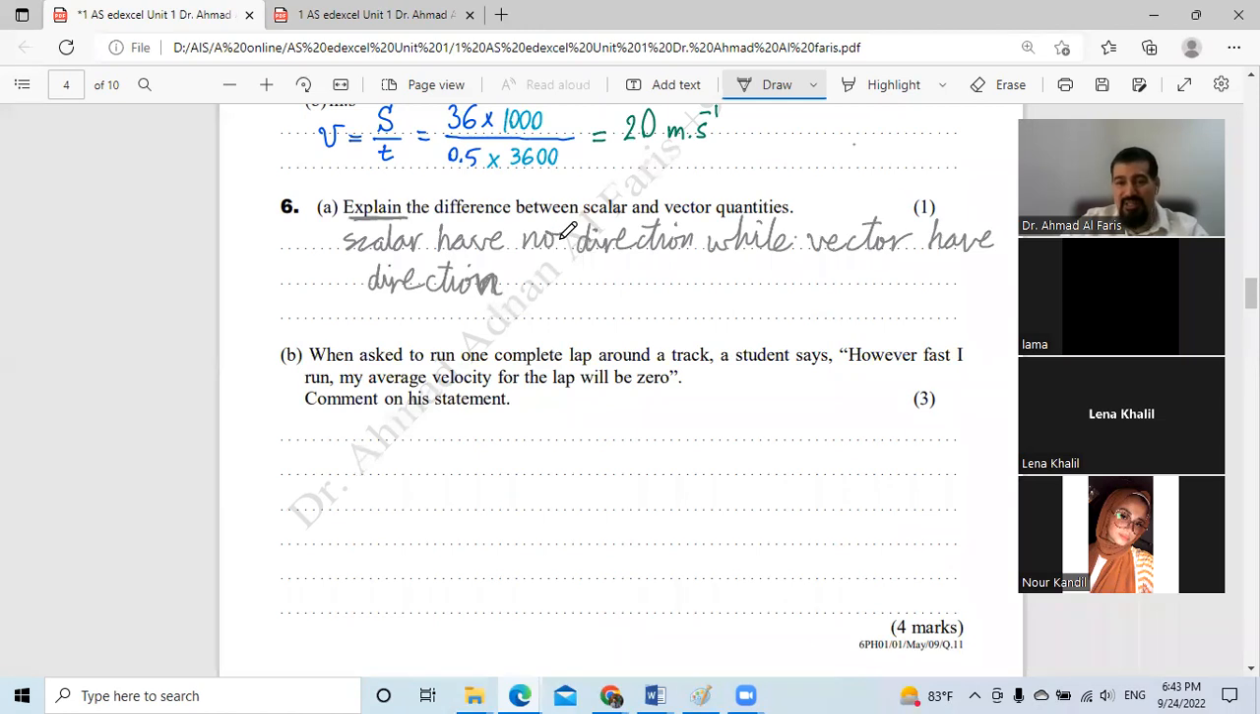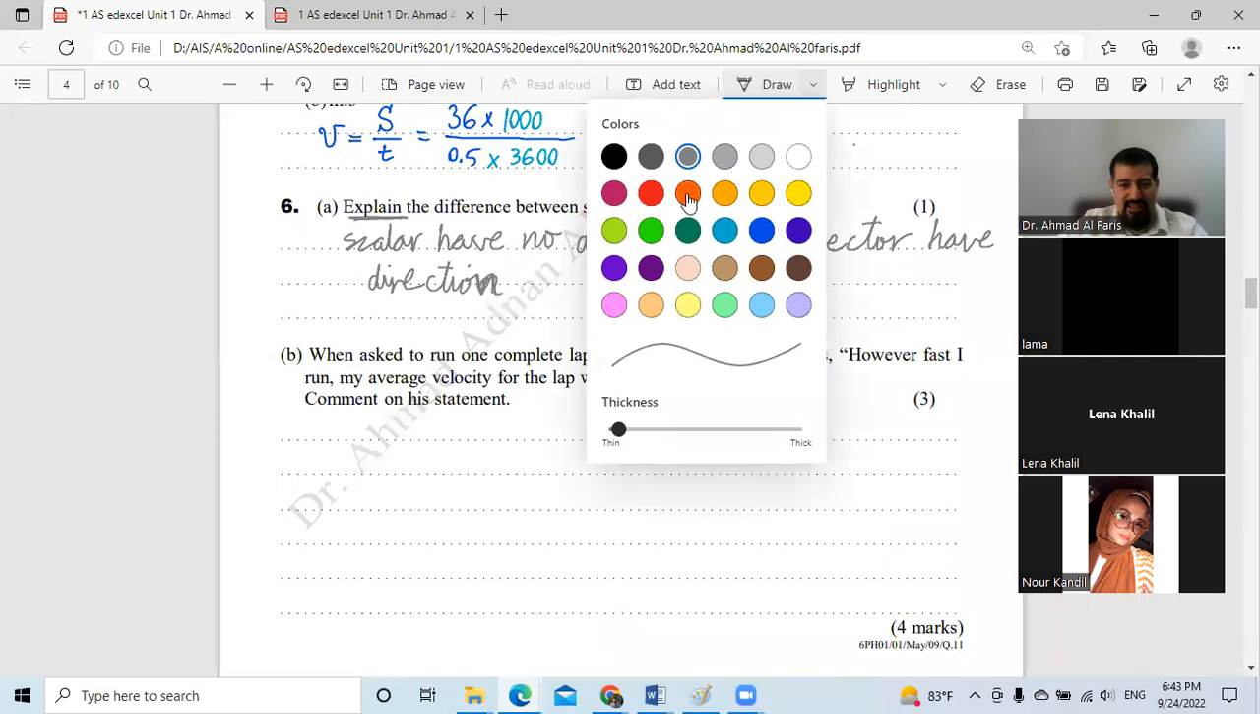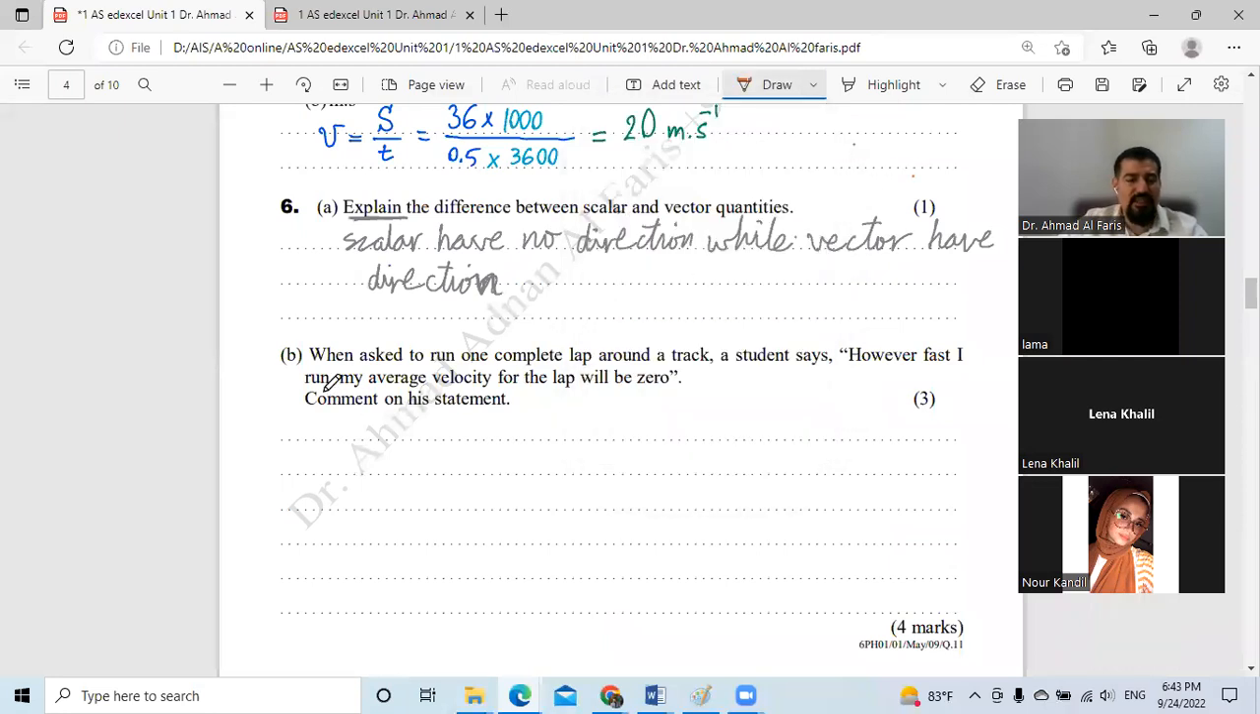Okay, don't be stingy with them, because they will be stingy with you in the marks. So you have to write the whole answer. Okay, part B.